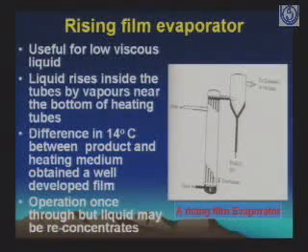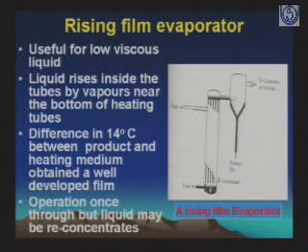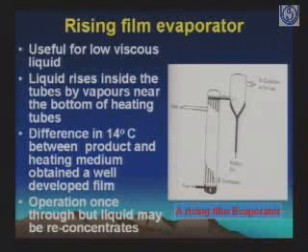Then the rising film evaporator. Rising film is also one type of evaporator. This is also useful for low viscosity liquids. Here the liquid rises inside the tube by vapors near the bottom of the heating tubes. Here a difference of 14 degrees centigrade between the product and the heating medium obtains a well-developed film. The operation here is once-through, but if necessary, the product can be recirculated again.